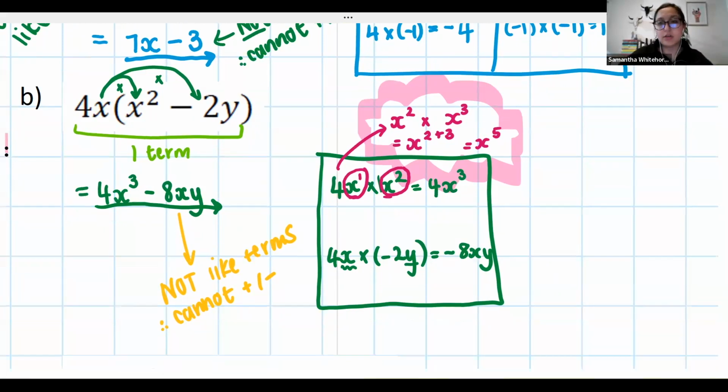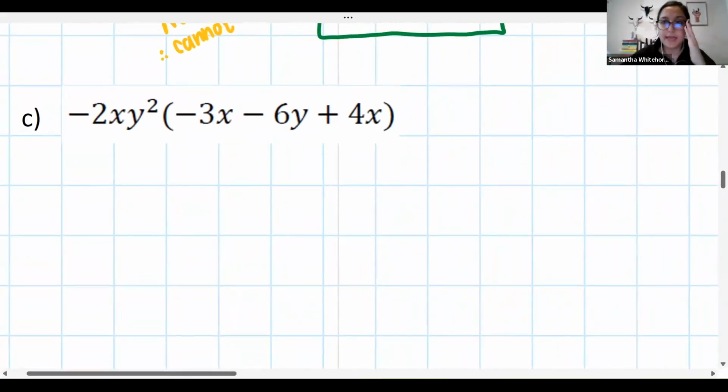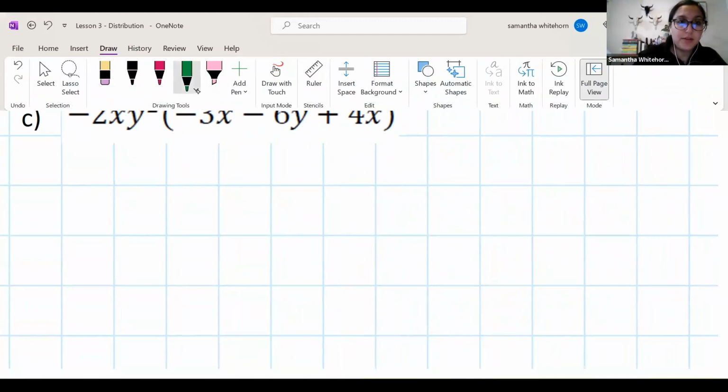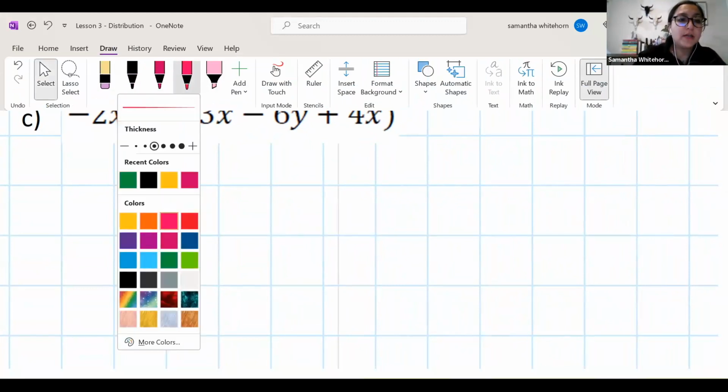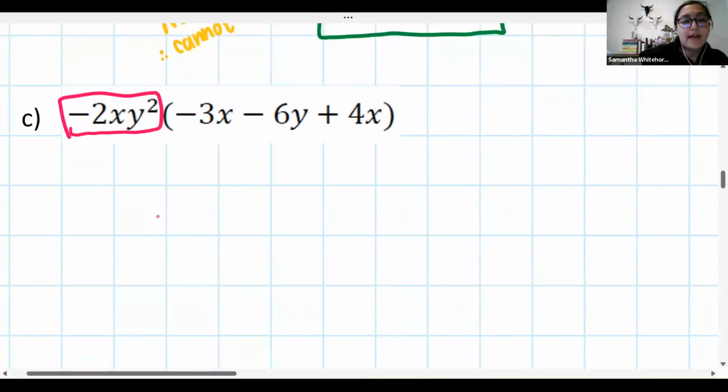Right, guys, let's have a look at another one. Okay, so this is a little bit more complicated, but not more complicated than anything else. We just have to be able to apply our rule. So firstly, let's just check what we're working with. We can see that we only have one term here. And so what that means is that this negative 2xy squared has to be distributed to the minus 3x, the minus 6y, and the positive 4x.